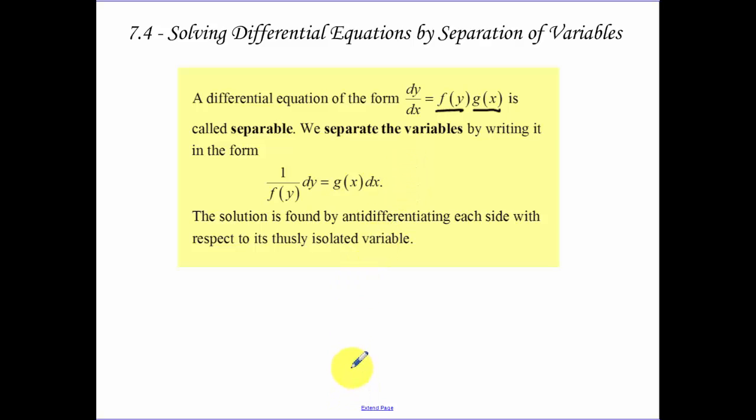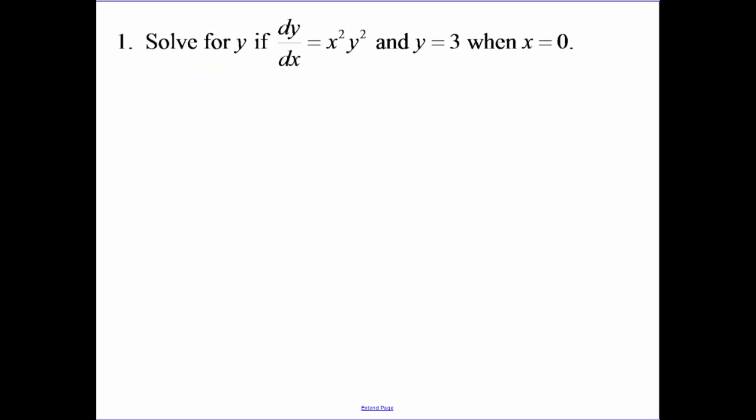This is a topic that we've been finding a lot on the AP, so it's really important that you understand how to do this. Okay, first example. I'm going to separate my variables, so I'm going to divide the y squared over, and I'm going to multiply the dx over. Now I'm going to integrate both sides.